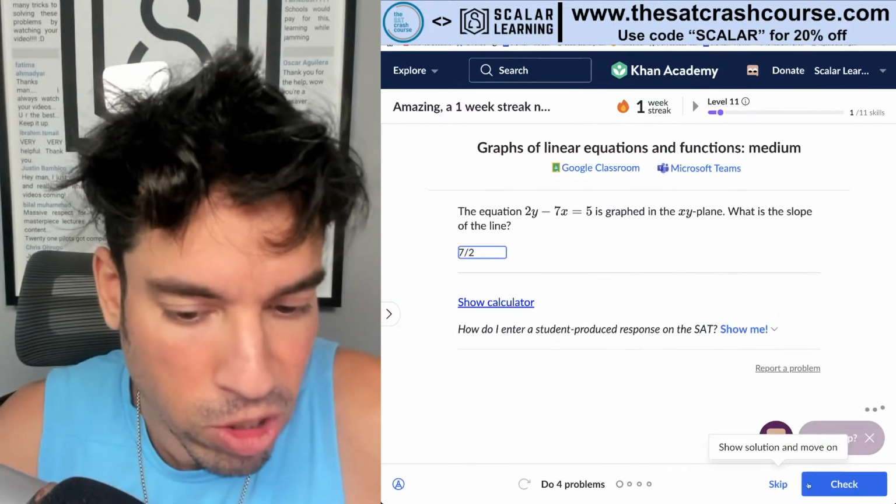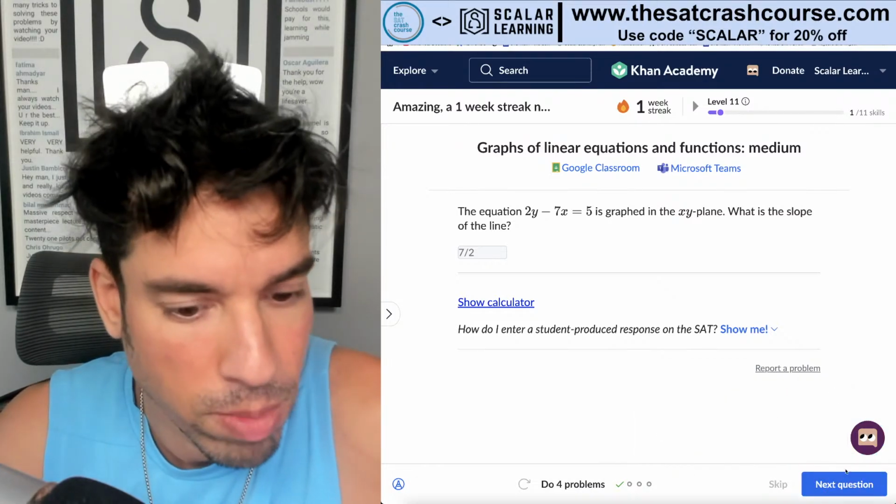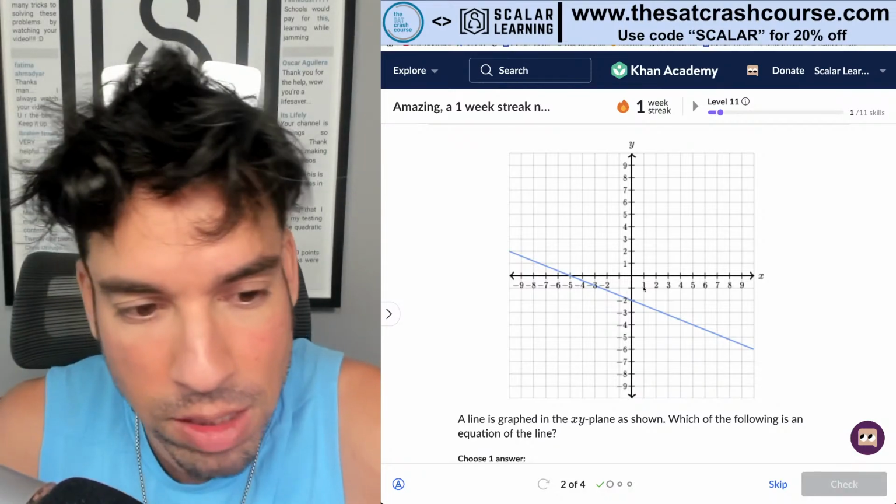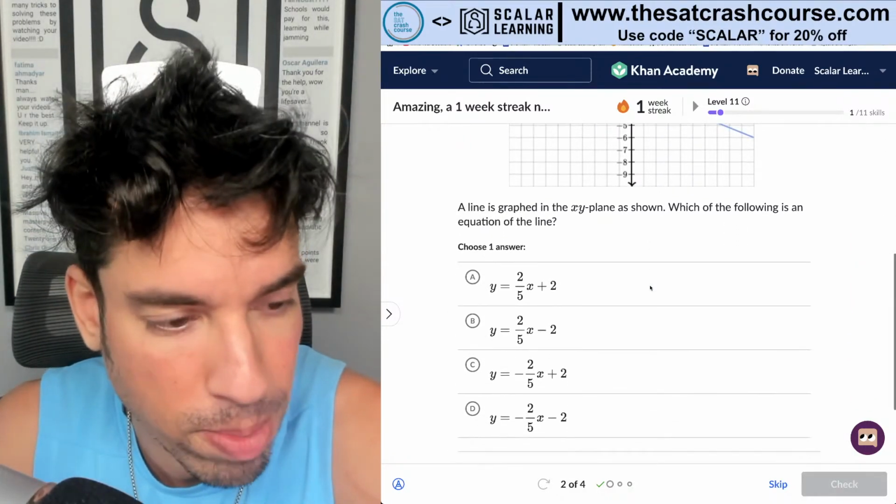That's it. You have to know slope-intercept form, and that's one of the things I tell my students. Don't think you have to do everything in Desmos, because Desmos is amazing, but some of these can be done faster by hand if you have a good grip on the material.